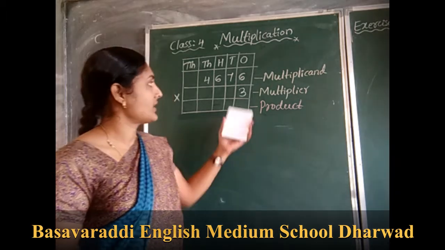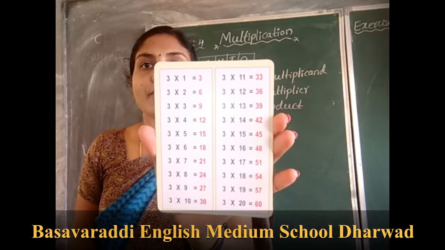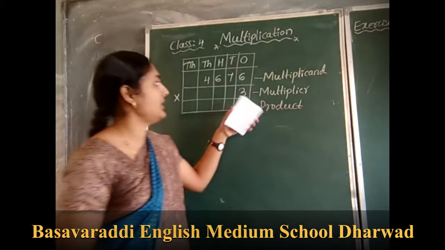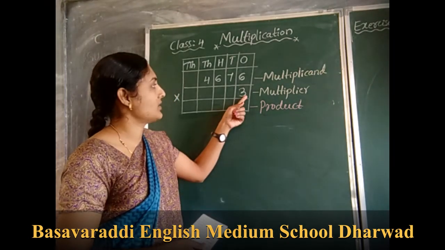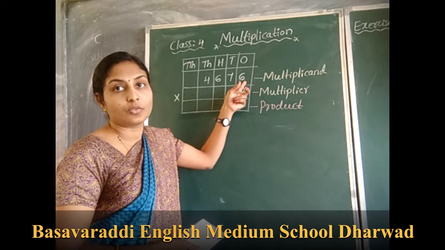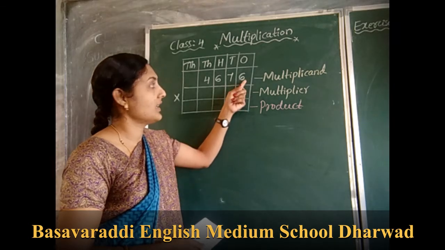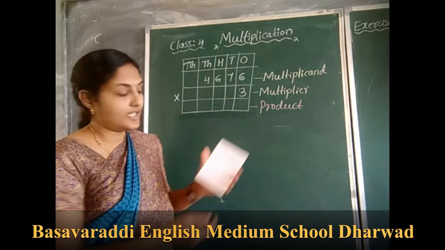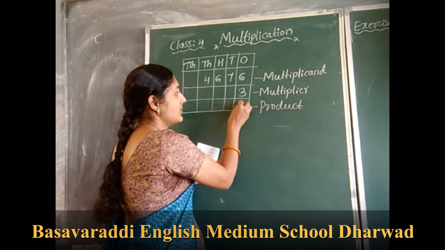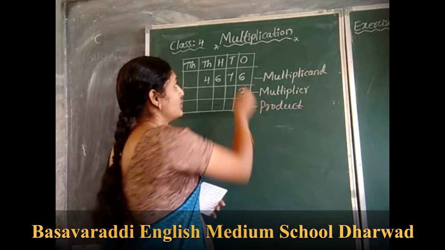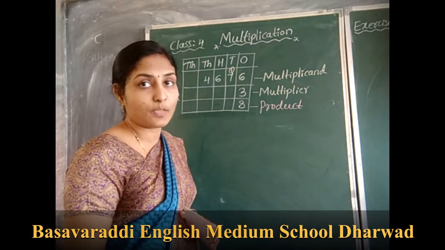Let us start. I have the 3 table here. It means the multiplier is 3. So 3 is multiplied 6 times to the multiplicand, the 6. So write 3 6s are 18. Write the 8 in the ones place, and 1 carry over to the tens place.